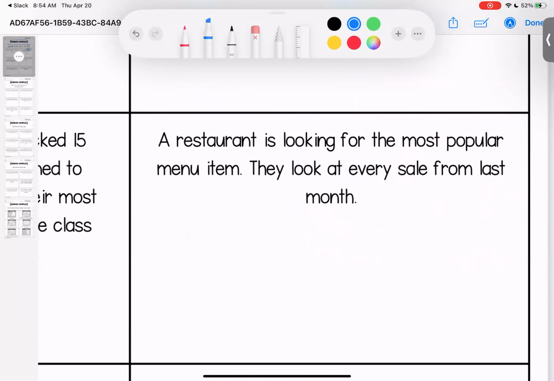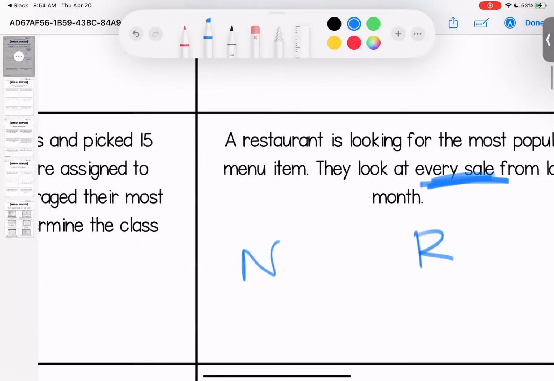A restaurant is looking for the most popular menu item. They look at every sale from the last month. So this is not random because they're looking at a specific time period, but this is representative because they're looking at every sale, not just specific ones.